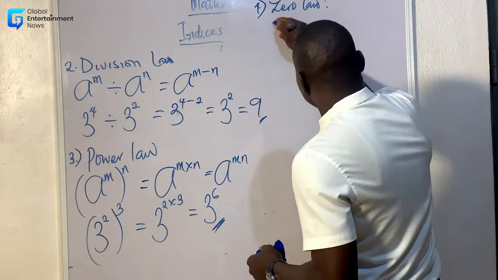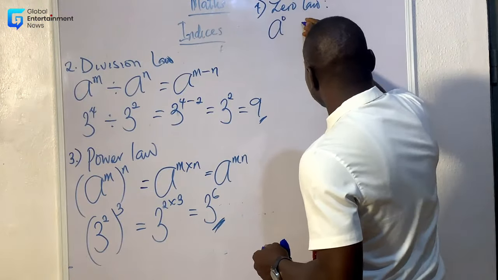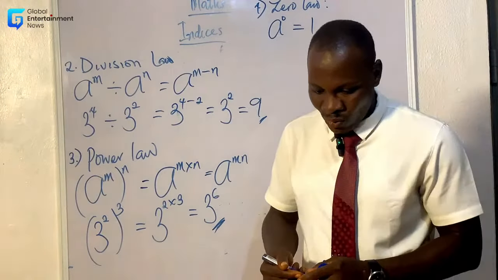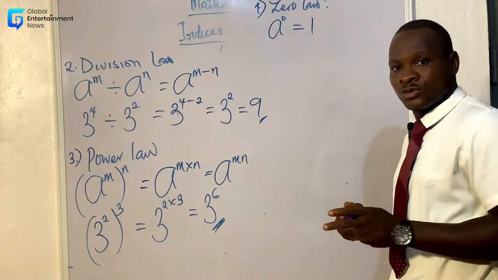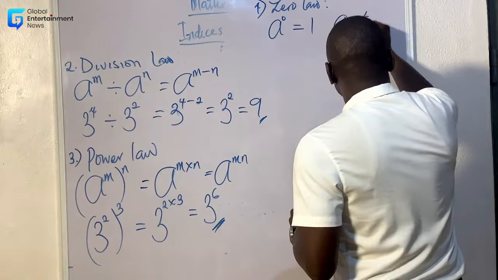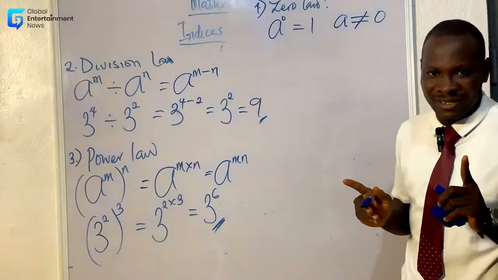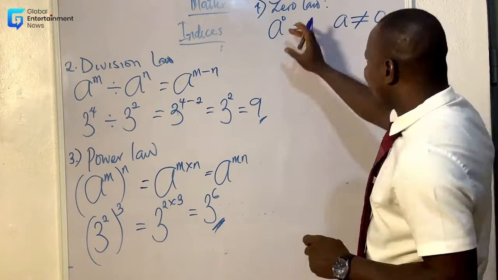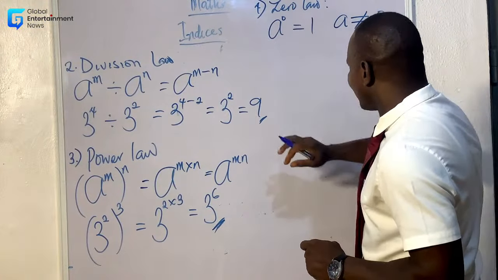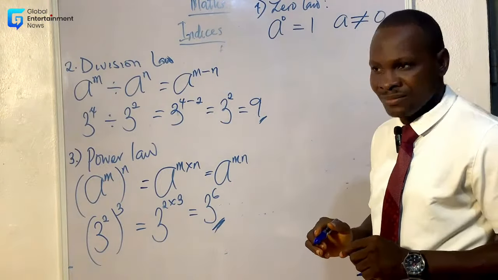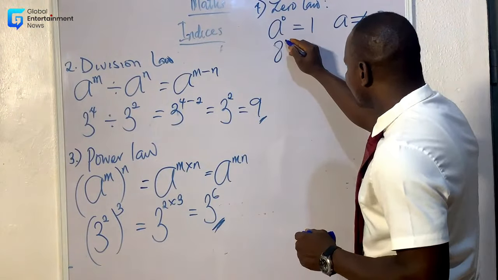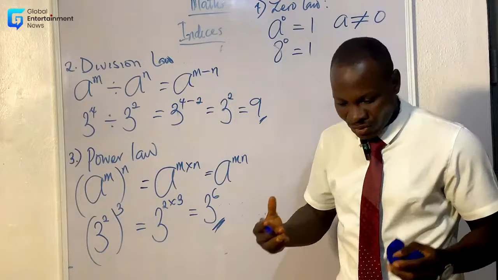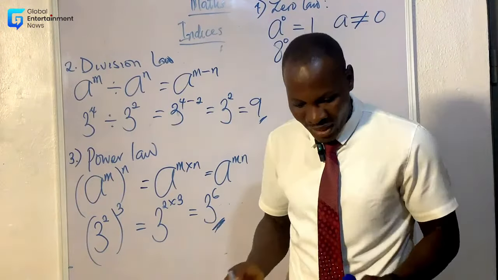For example, this is the law: a raised to power 0 will give me 1. And I want you to note something, that a is not equal to 0. Remember, my base is not equal to 0. But because my base is raised to power 0, definitely it is going to give me 1. Another one, if you have 8 raised to power 0, it gives me 1. 1000 raised to power 0, it gives me 1.